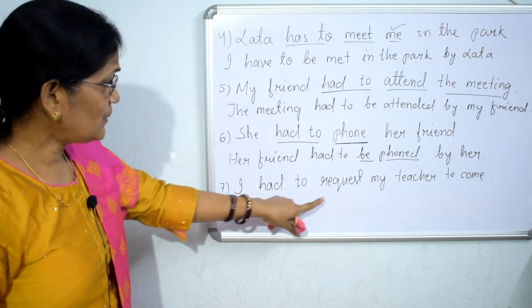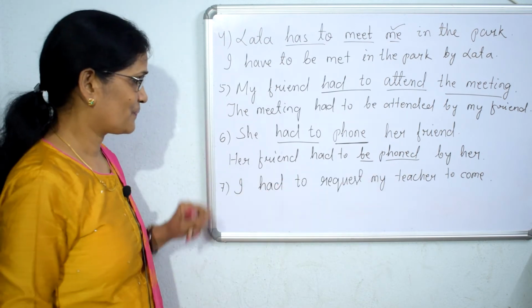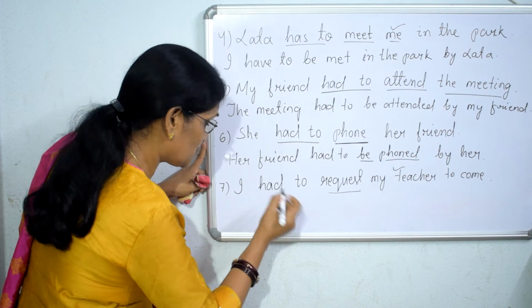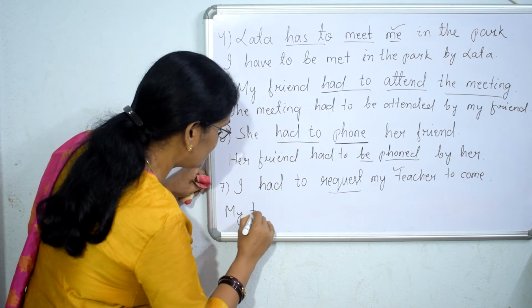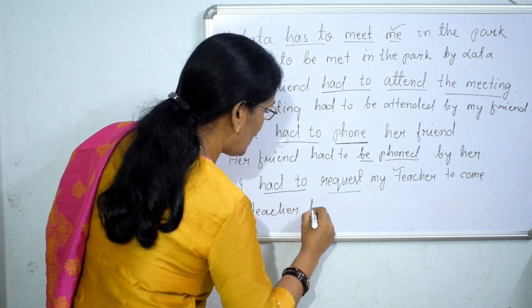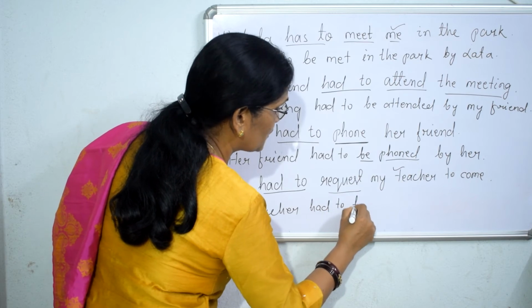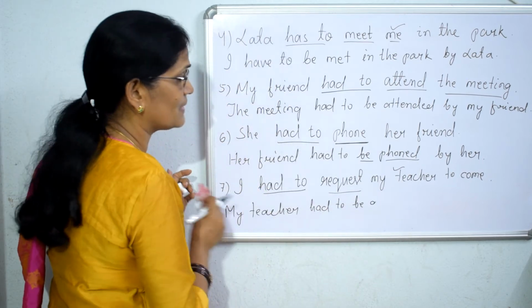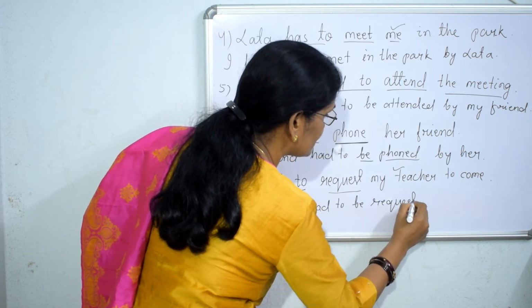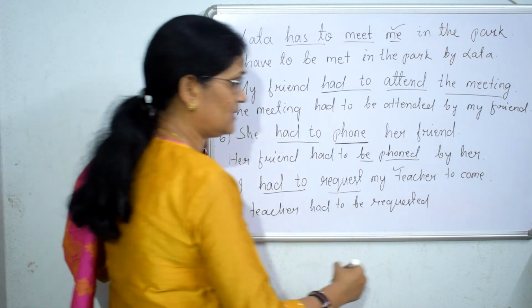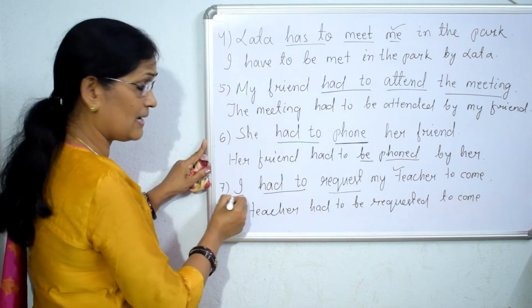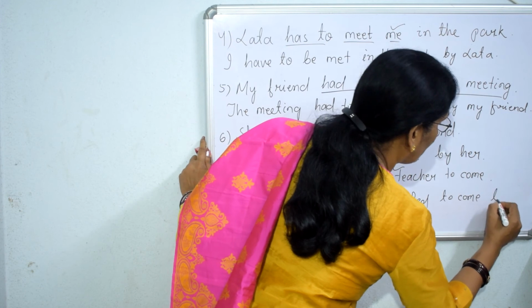I had to request my teacher to come. Request whom? My teacher. My teacher is the object, so it will be the subject. My teacher had to be requested to come. By whom? By I, so it will be by me.